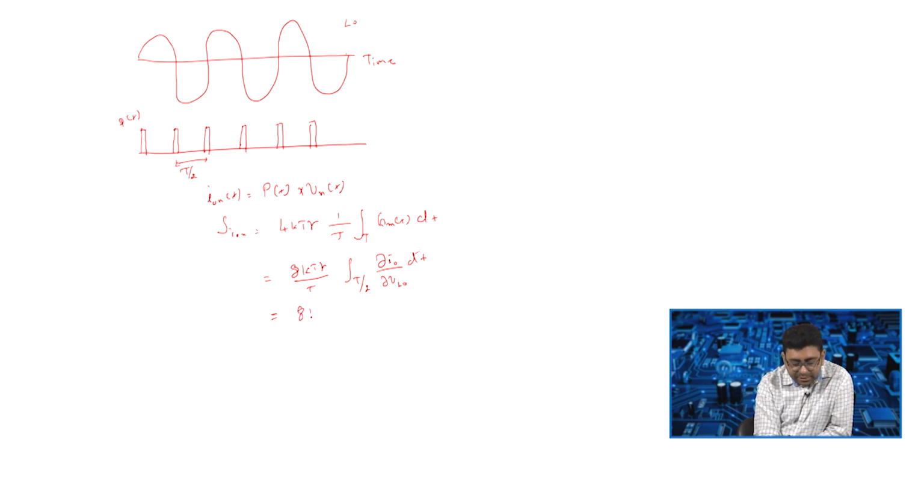Which is equal to 8kT gamma by T by 2, del IO by del T and del VLO by del T into dt. We already know that del IO by del T, because it is a pulse train, we can write as 2 into I into delta T. The amplitude of this pulse is 2I into delta T, and del VLO by del T is the slope. As we considered in the last slide, del VLO by del T is given by S.